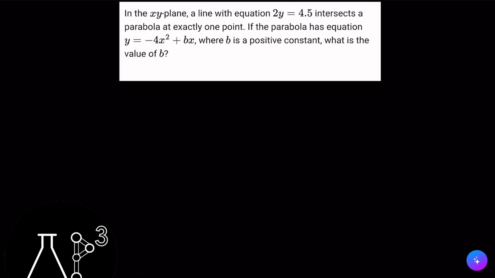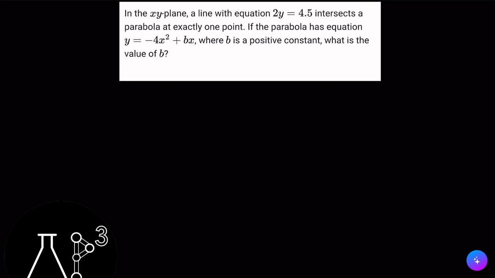Okay, let's do a different question now. In the x and y plane, a line with the equation 2y equals 4.5 intersects a parabola at exactly 1 point. If the parabola has the equation y equals negative 4x squared plus bx, where b is a positive value, what is the value of b?